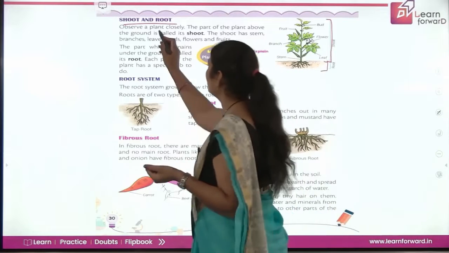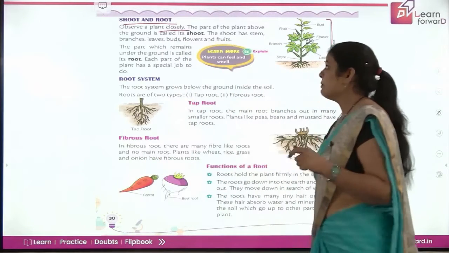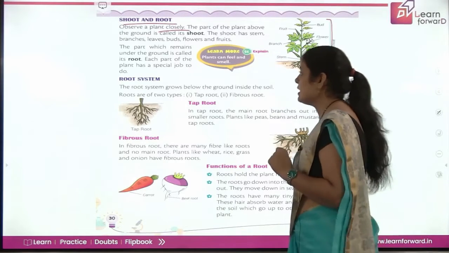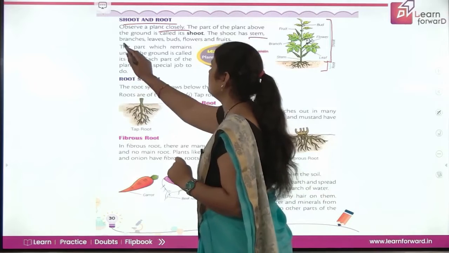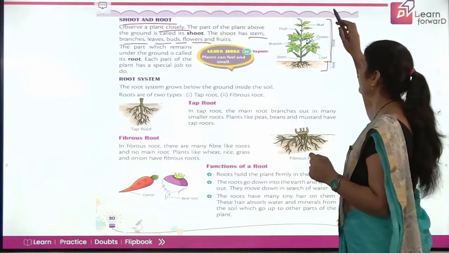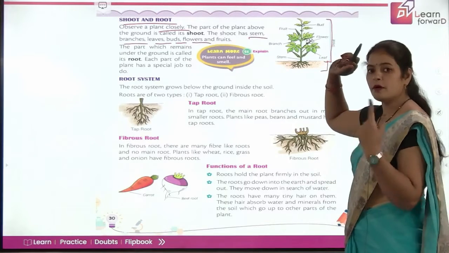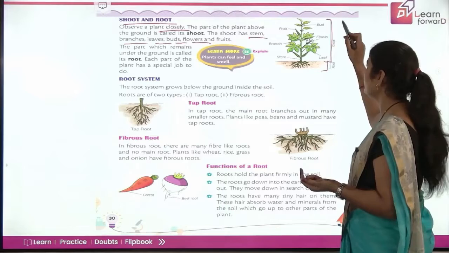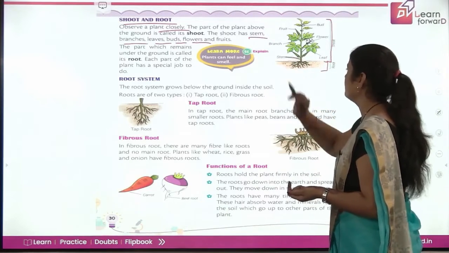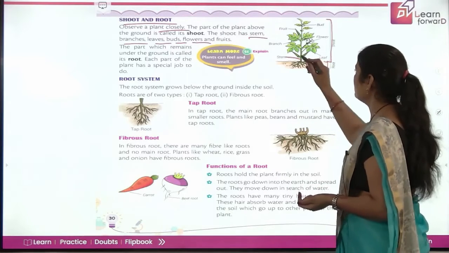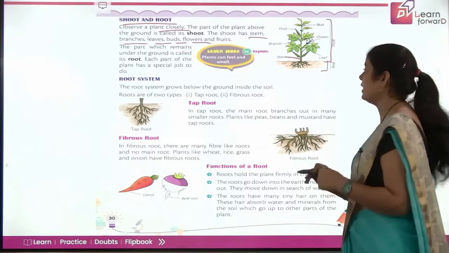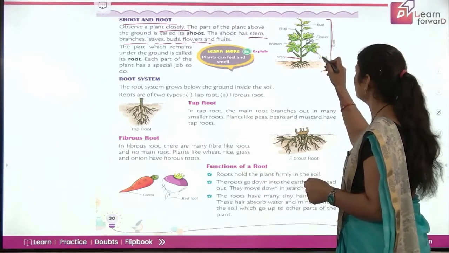Observe a plant closely. The part of the plant above the ground is called its shoot. The shoot has stem, branches, leaves, buds, flowers and fruits. Number one is stem. So where is the stem? This is the stem. Next, branches. There may be multiple branches coming out of one single stem. Next are leaves. So these are the leaves.